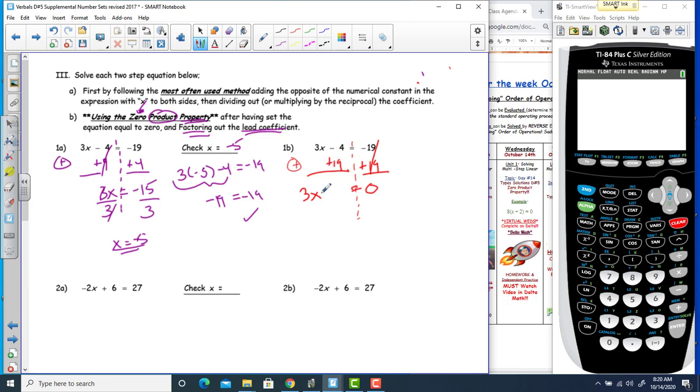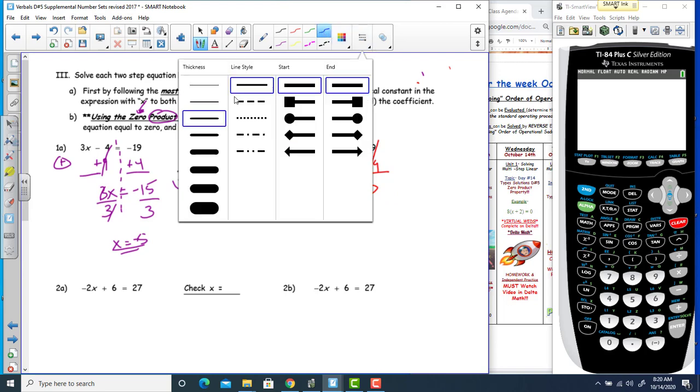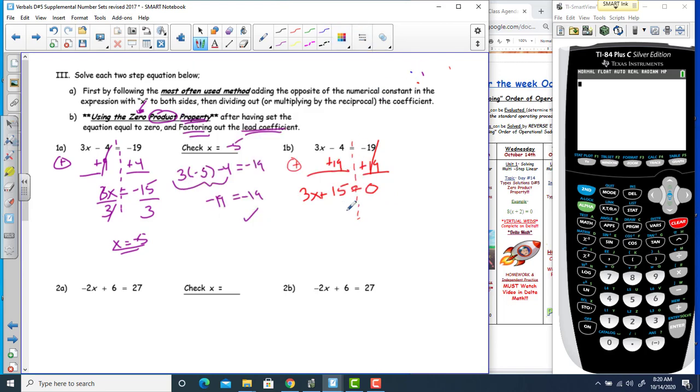Negative 4 add 19 is going to go all the way to positive 15. So now at this point, you could subtract 15 from both sides and then divide by 3. But if you want to practice the advanced method that we use for a lot of the other difficult equations throughout the year, I'm going to suggest that you undo the distribution of what we call the lead coefficient. The lead coefficient is the number attached to the highest exponential variable term, which in this case is x to the first.